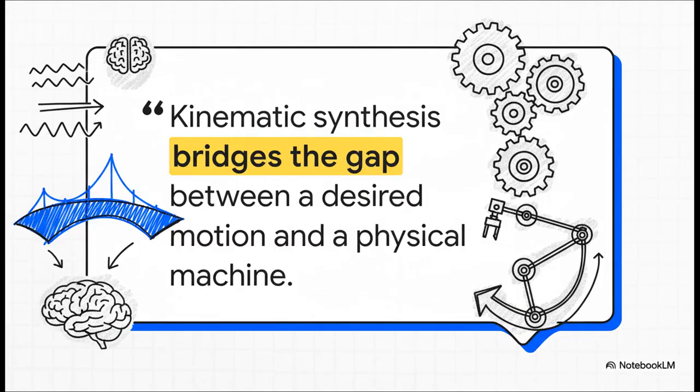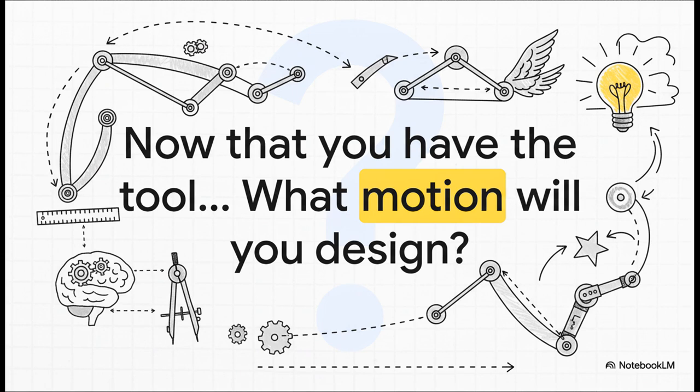Ultimately, that's the power of this process. It's the fundamental engineering bridge that lets a designer go from a simple idea, I need something to move exactly like this, to a physical working machine that brings that idea to life. So, the final takeaway here is that graphical constraint programming isn't just a calculator, it's a creative design tool. It empowers you to think about the motion first and then build the perfect mechanism to match your vision. So now that you have the tool, the only question left is, what motion will you design?